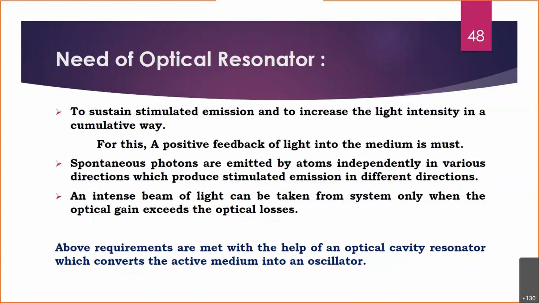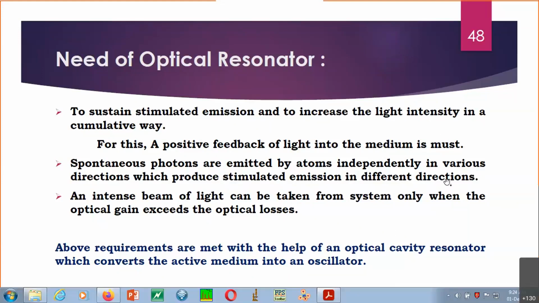So if I look at the first objective, the first need of the optical resonator, how can I achieve this? I have written down the criteria that this is my requirement for the optical resonator. This is what I am expecting from it. But how do I sustain the stimulated emission as well as increase the light intensity, both at the same time? For this, what they are using is a positive feedback of light into the medium. This is a must condition, because only then are you able to achieve the first criteria.